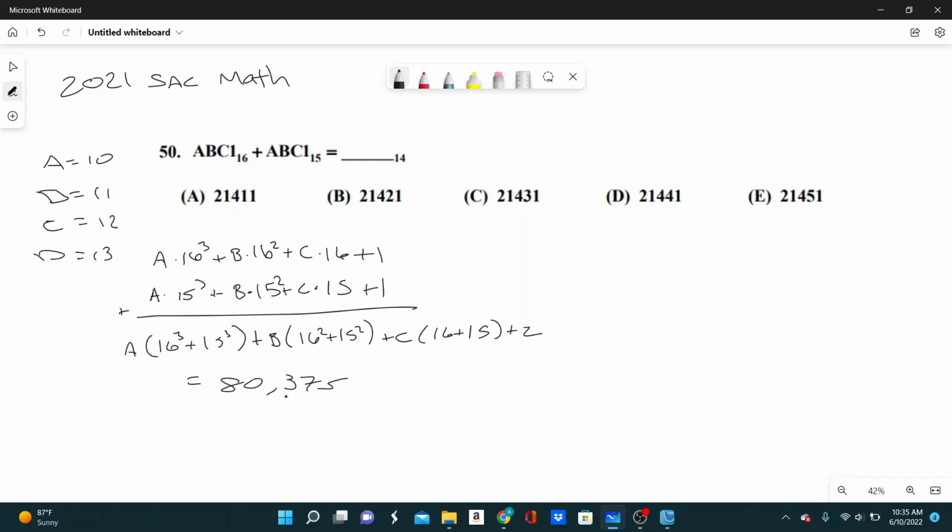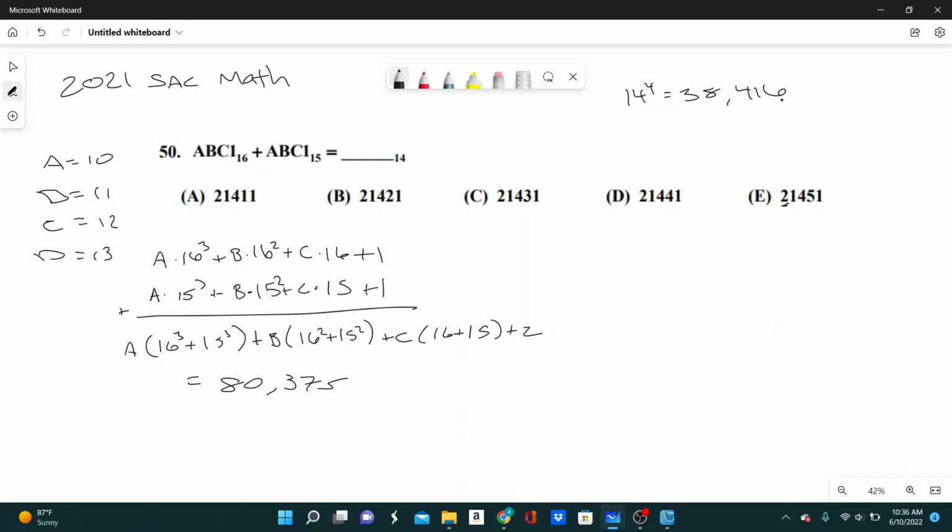So what is the biggest power of 14 that goes into 80,375? I'm actually just going to use guess and check. Or what you can do is use the answer choices. So you know for a fact that the largest power will go in the fifth place value. So you know the largest power of 14 that will go in is just 14 to the fourth. And 14 to the fourth is 38,416.